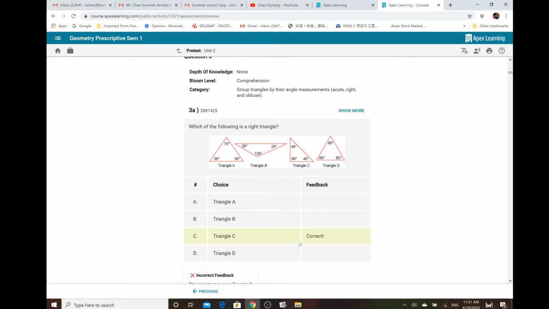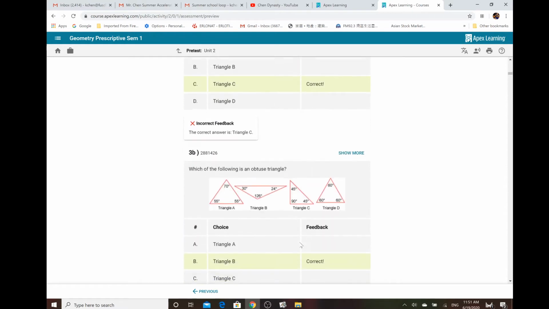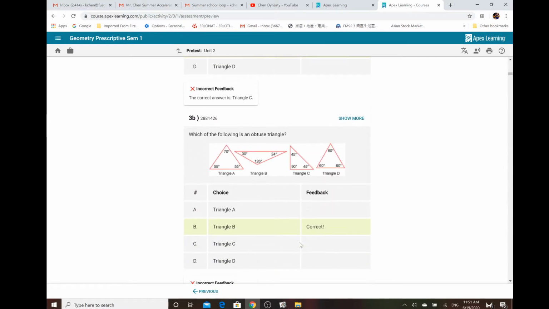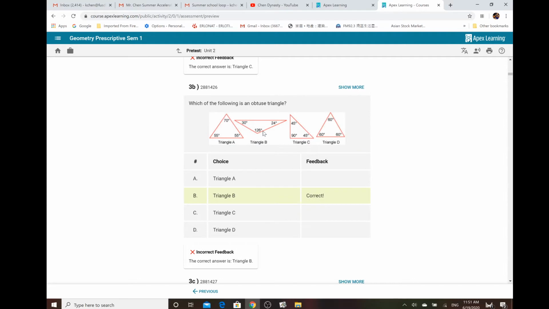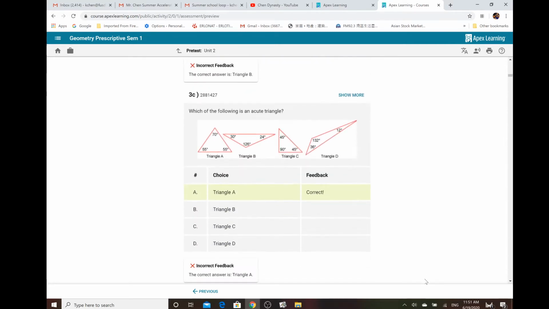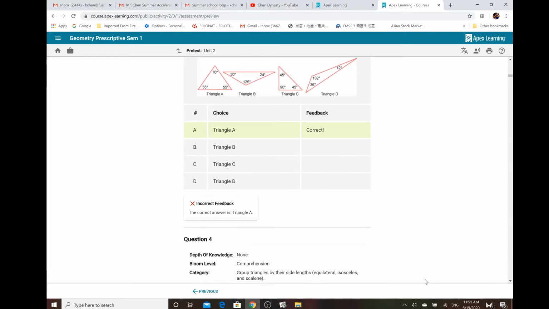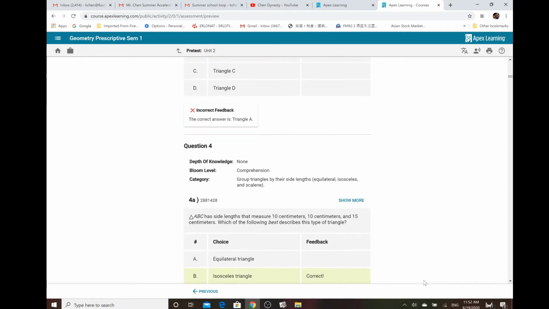Which of the following is a right triangle? A right triangle contains a 90-degree angle, so that would be triangle C. Which of the following is an obtuse triangle? An obtuse triangle means one of the angles is greater than 90 but less than 180. So the answer is B, because that contains 126. And which of the following is an acute triangle? That means all the angles are less than 90 but greater than 0. So it's triangle A, selection A.